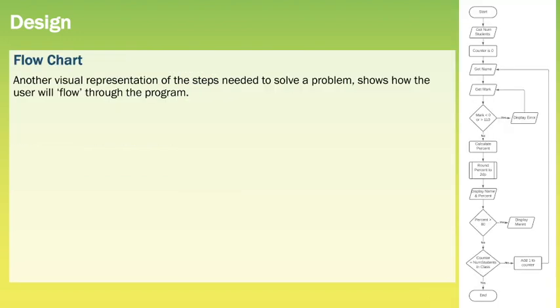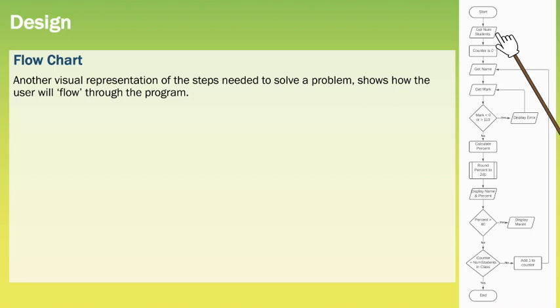Flowcharts are another visual representation of the steps needed to solve a problem, and it shows how the user will flow through the program. So with a flowchart, there is always one starting point and one end point. We start at the top and we flow through a program to the end. And we follow similar steps to those within the structured diagram.